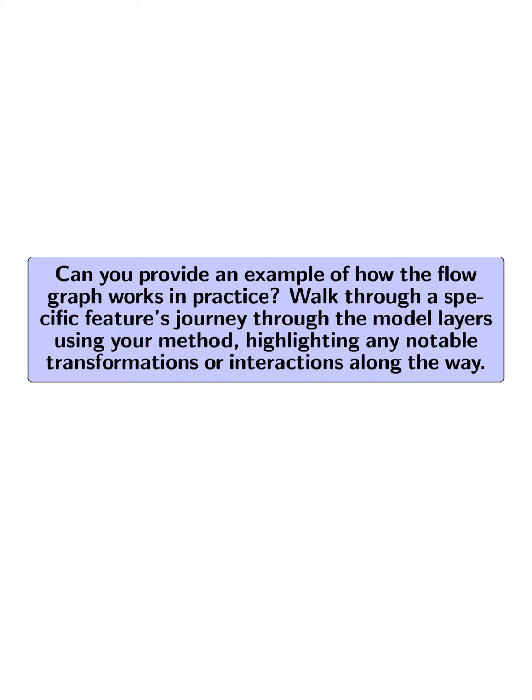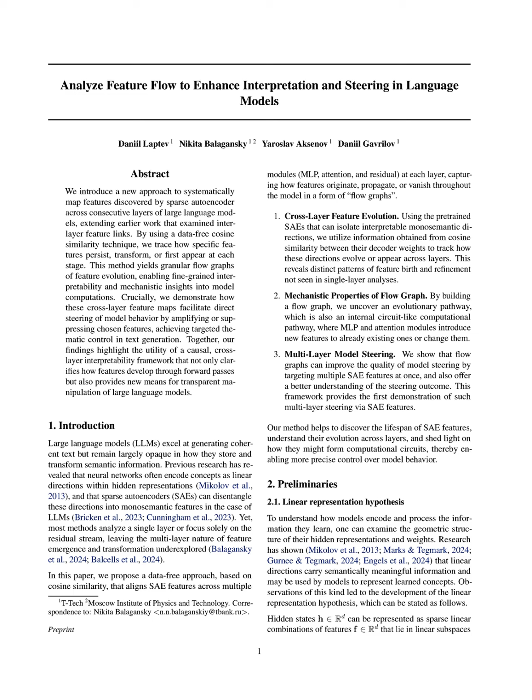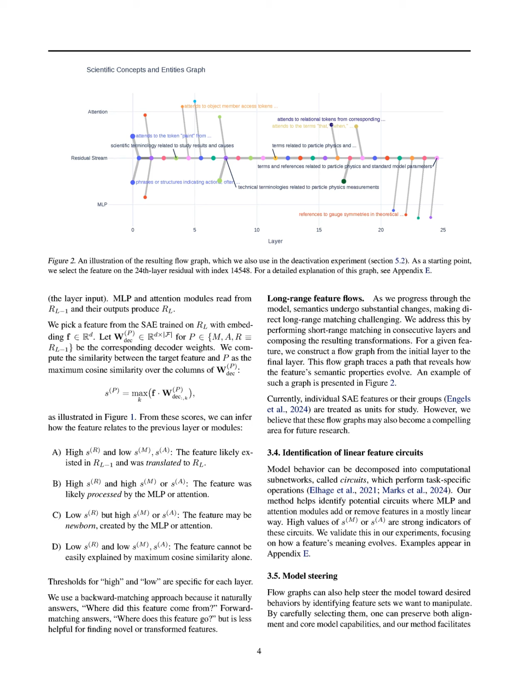Can you provide an example of how the flow graph works in practice? Walk through a specific feature's journey through the model layers using your method, highlighting any notable transformations or interactions along the way. In our study, we illustrate the flow graph's functionality by tracing a specific feature's journey through the model layers, such as a feature originating from the residual stream output, R_L. Initially, we select a feature from the SAE trained on R_L, and compute its cosine similarity with the decoder weights of the previous layer's outputs, including the MLP output, M, and attention output, A.